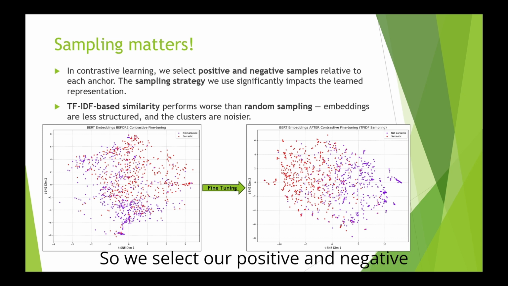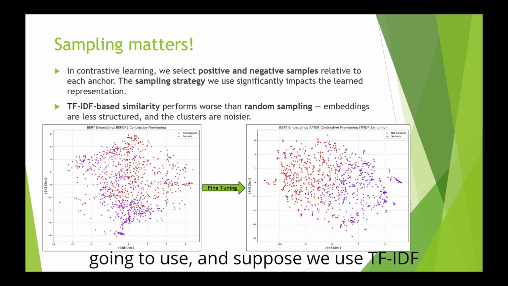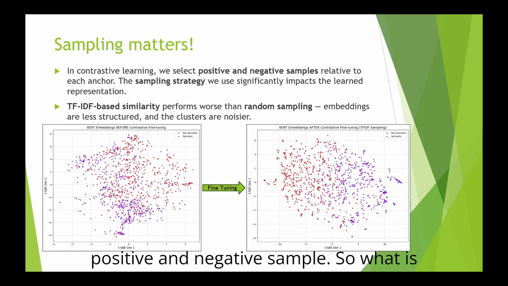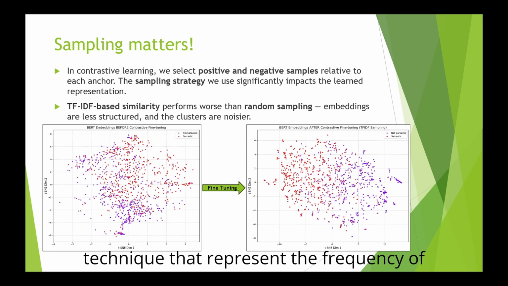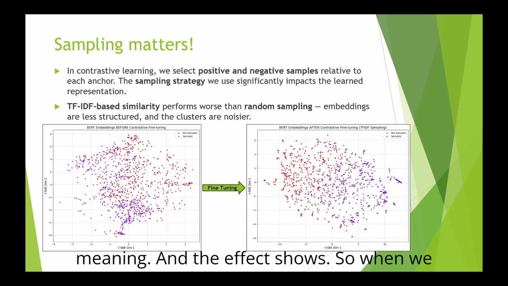So we select our positive and negative samples relative to each anchor, and the strategy that we use actually significantly impacts the learned representation. Earlier we talked about the similarity metric, and suppose we use TF-IDF to do our hard mining to pick our best positive and negative sample. What is TF-IDF? It's basically a bag of words technique that represents the frequency of words in the corpus, and it only captures very surface level semantic meaning, and the effect shows.